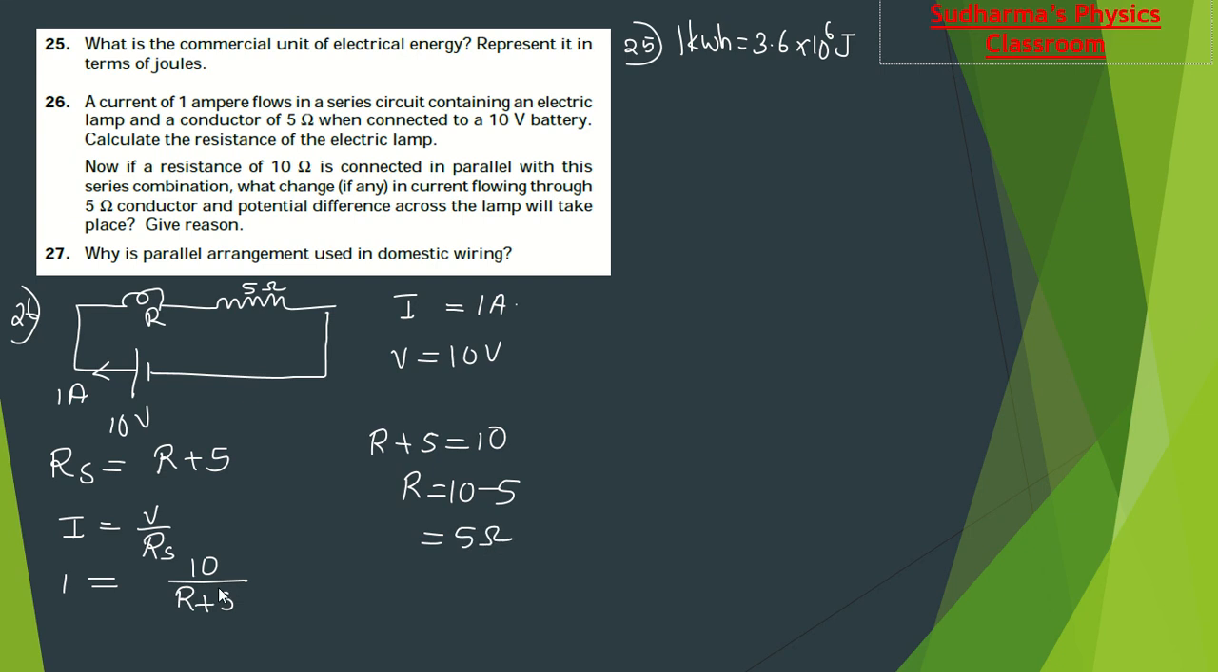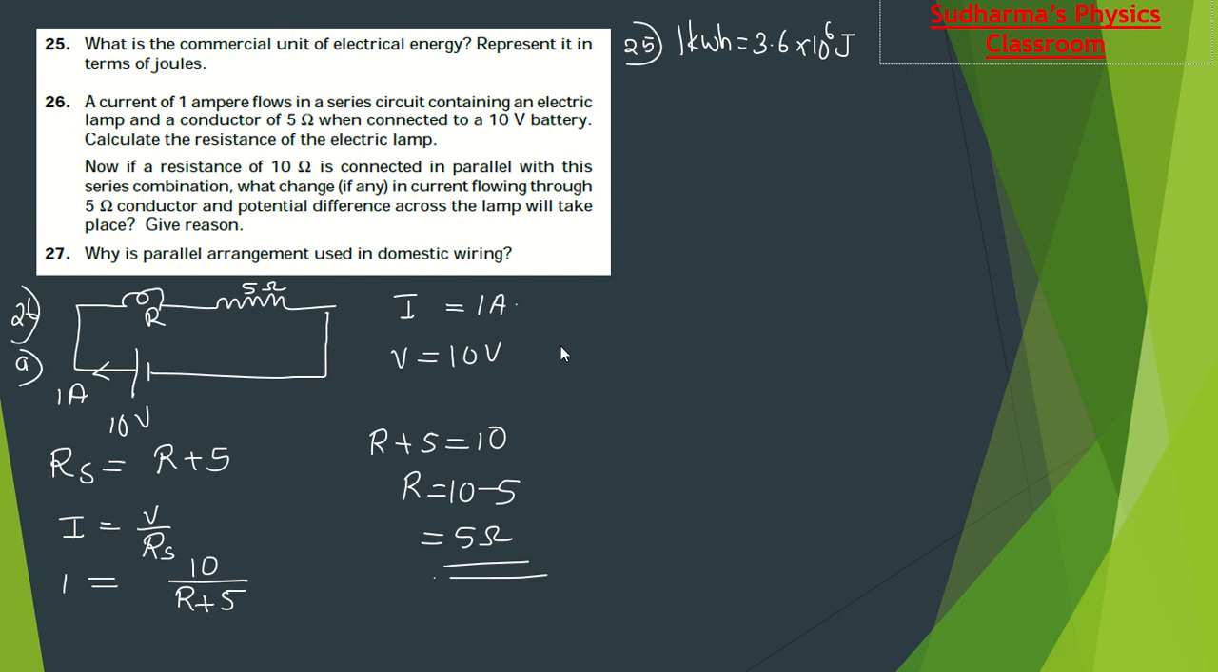and R is equal to 10 minus 5, that is equal to 5 ohm. Okay, once again, we have R series is equal to R plus 5. Total current is given as 1 ampere, that is equal to V by RS. 1 is equal to 10 by R plus 5. R plus 5 is equal to 10. R is equal to 10 minus 5, that is equal to 5 ohm. So the resistance of the lamp is calculated as 5 ohms. So this is part A.